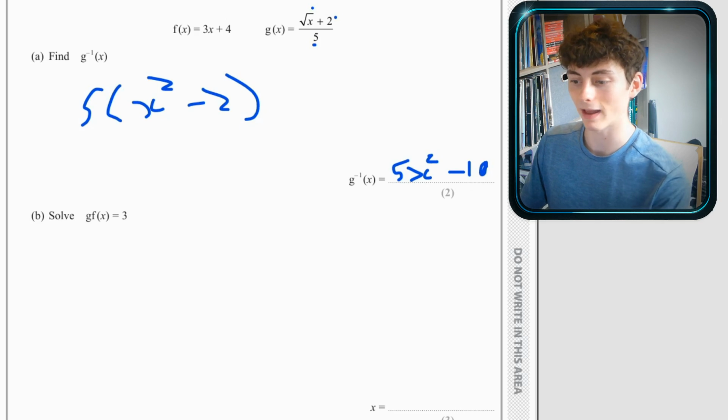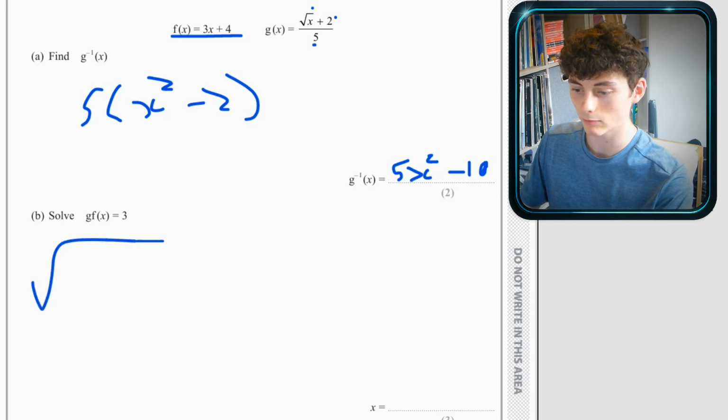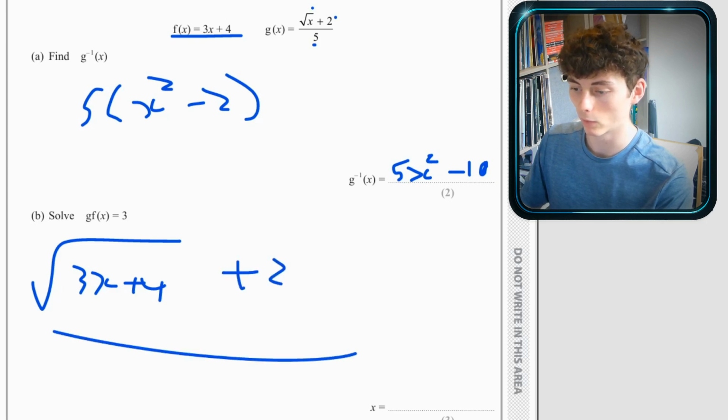Okay, gf of x equals 3. So what we have to do here is substitute this f of x into g of x. So substitute 3x plus 4 wherever we see an x in g of x. So that would be the square root of 3x plus 4, and then plus 2 outside the square root, all that over 5. And we know that equals 3.